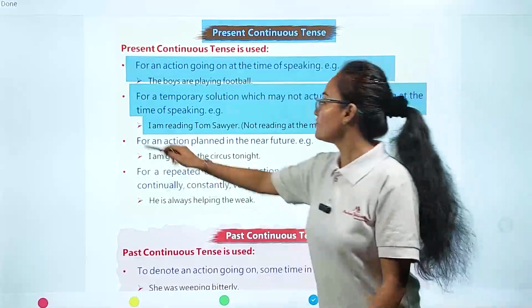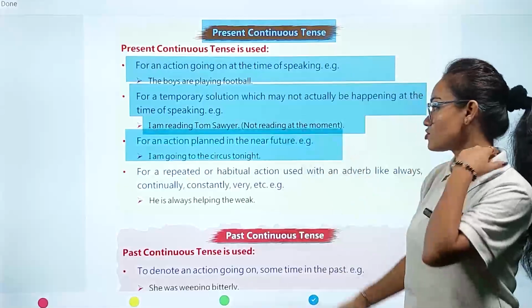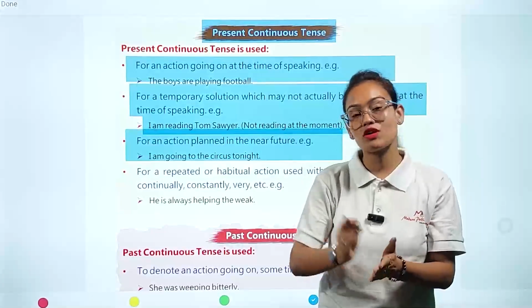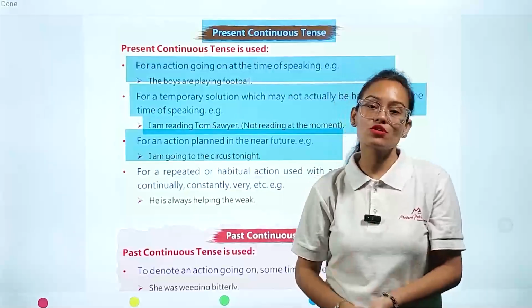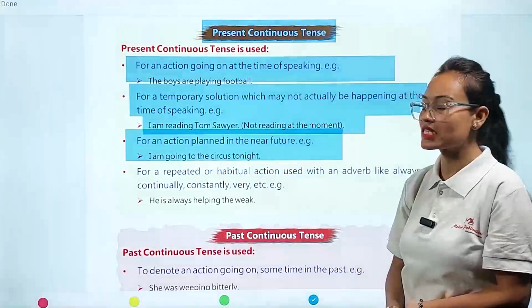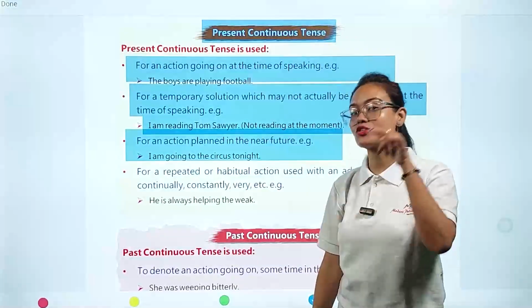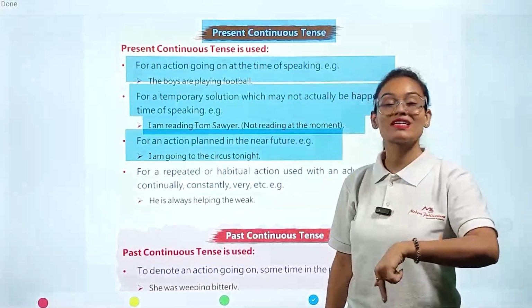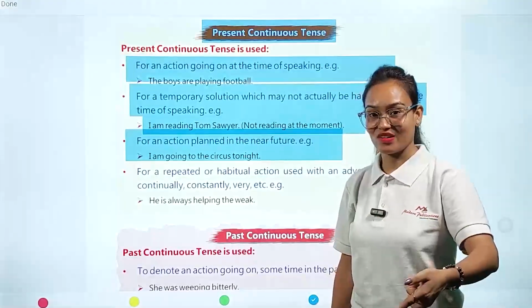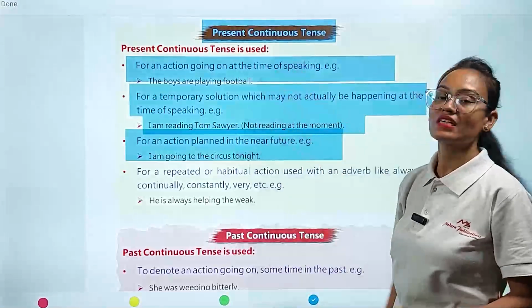For an action planned in the near future: whenever we are planning any action which we are going to perform in the near future, in this case we also use our present continuous tense. Like, I am going to the circus tonight. Here, I'm going to the circus tonight, not right at this moment, but I'm going. So here we use present continuous tense.